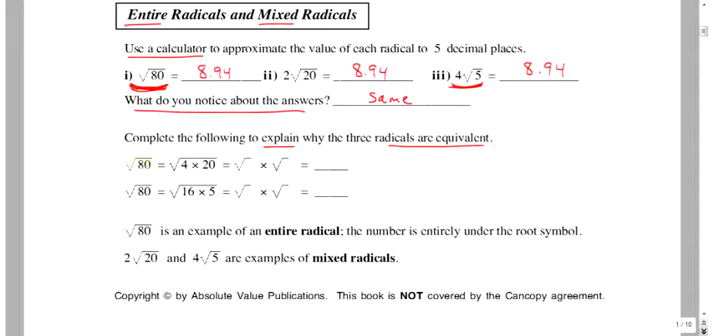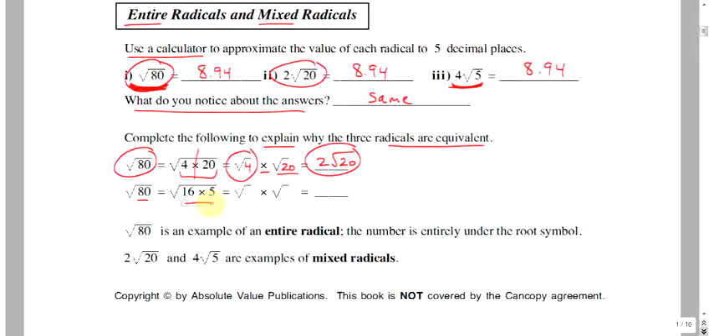Well, 80. Is that 4 times 20? Yeah, sure. And can I split this up into root 4 times root 20? Yeah. And why do we want to do that? Do I have the square root of a perfect square? Like, do we know what the square root of 4 is? Yeah. It's 2. So this is 2 times root 20. This is the same as that. Okay? This is the same as that.